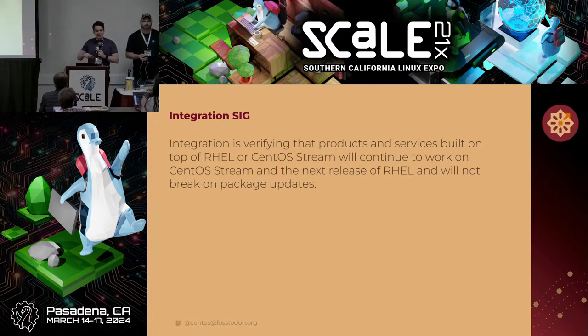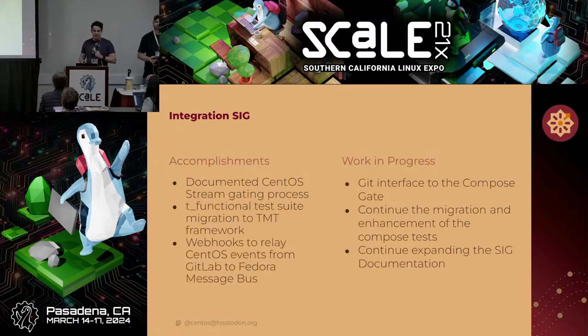And so the integration SIG has been working on doing further tests to test the integration of the operating system with various applications to make sure other people's stuff is not breaking with any updates. Even if the updates are non-breaking, sometimes maybe your application is depending on some obscure feature. I'm pretty sure there's an XKCD about this. So if you have critical applications running on CentOS Stream, you can work with the integration SIG to ensure that things keep working for you.